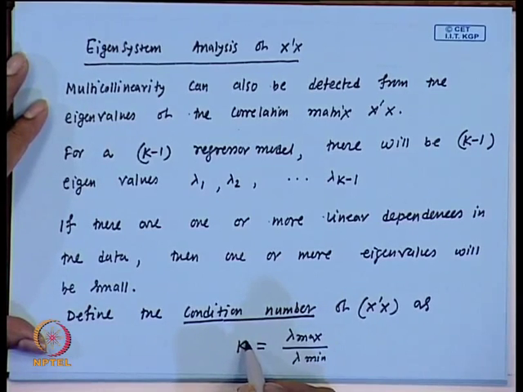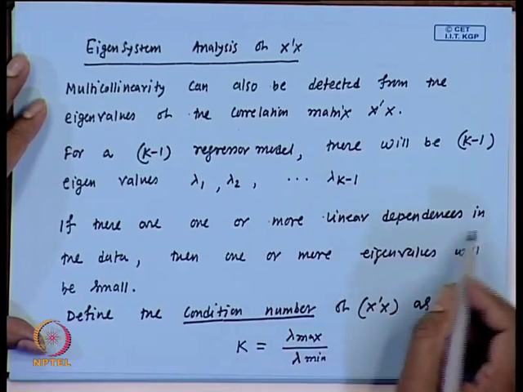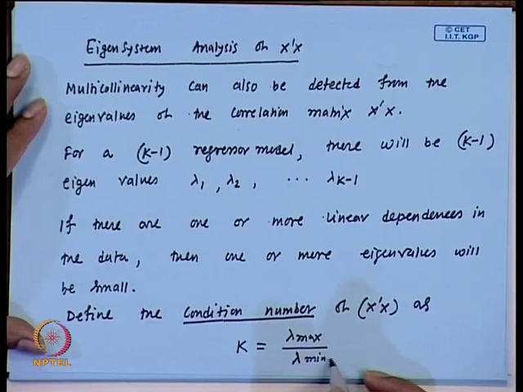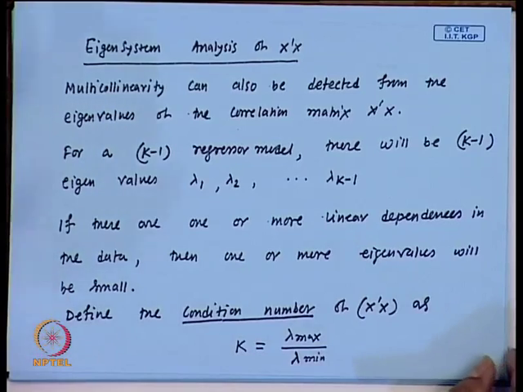Now, look at the condition number here. If lambda minimum is small or very close to 0, then this condition number is going to be large. And if lambda minimum is small, then there are linear dependencies in the data. So we can conclude that when lambda minimum is small, k is going to be large. So a large value of k indicates the presence of multicollinearity in the data.